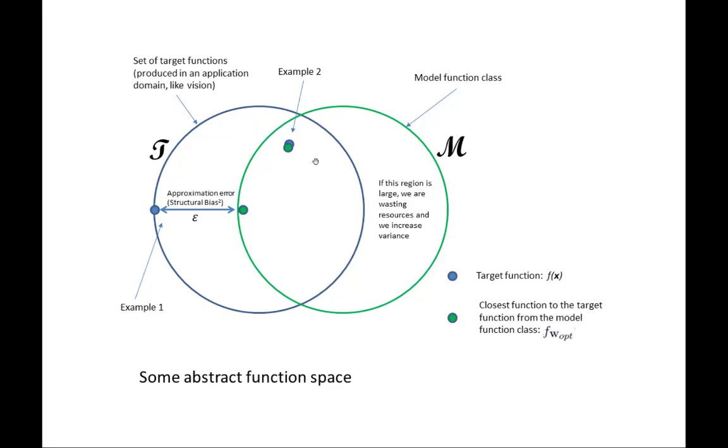But sometimes there is a discrepancy, so there are some functions in the target class which cannot be modeled very well. But this error should be small. The approximation error between, in the worst case, the worst target function, and the best one of the model class, this distance should be small. And that's an issue in approximation theory to analyze the behavior of this epsilon.